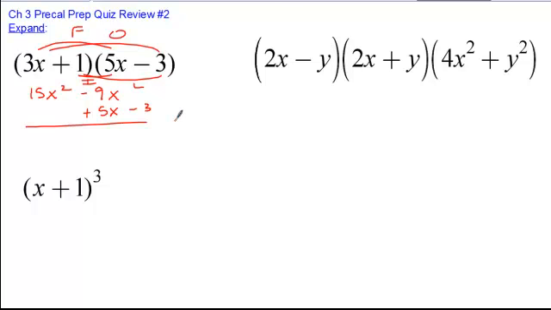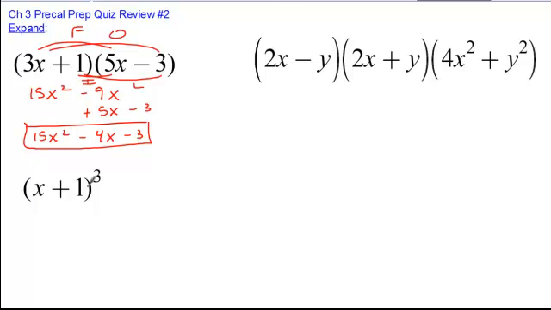We can simply combine straight down the vertical columns that I set up here of like terms. So 15x squared, we get a minus 4x, and we get a minus 3. And so this would be our expanded form.